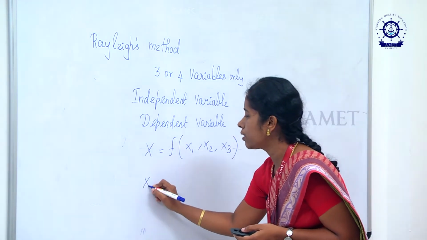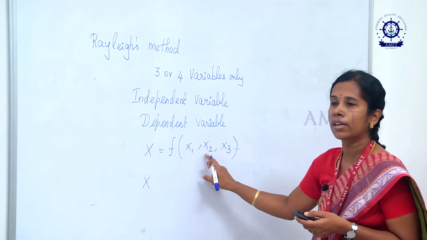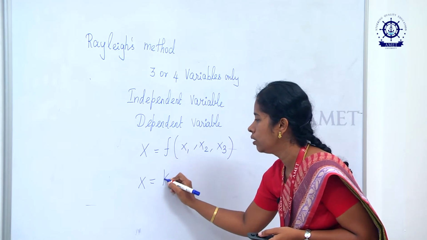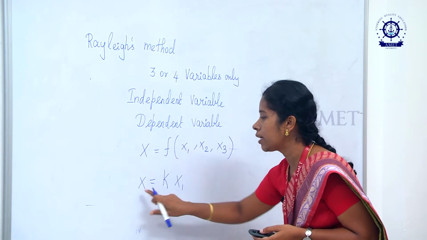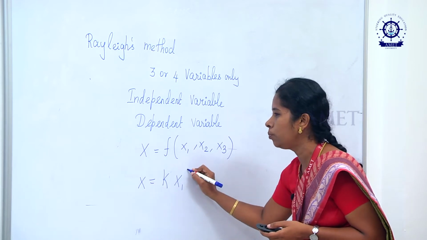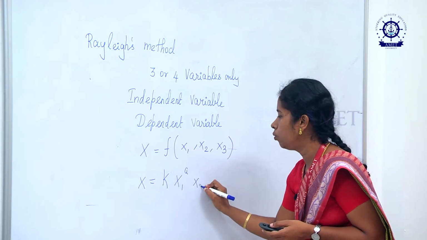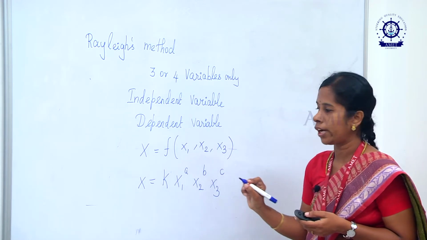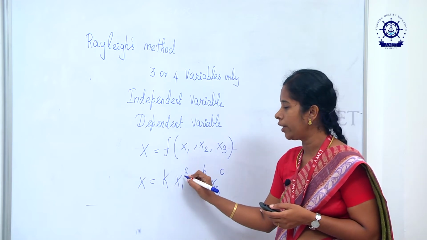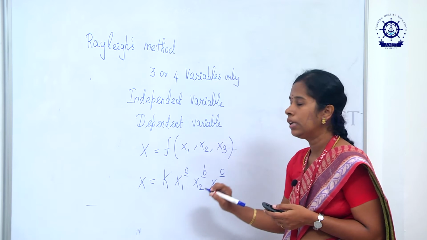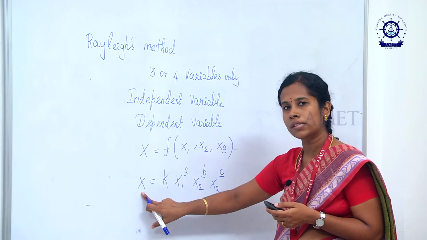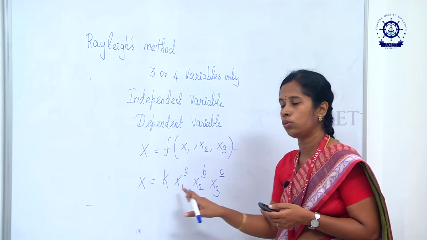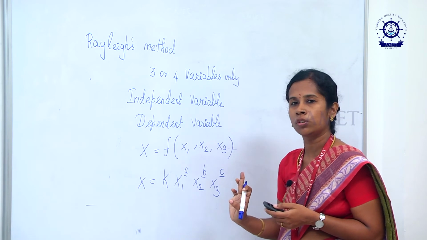You can say x is a function of x1, x2, x3, or when I remove the function I put a constant and I say that x is dependent on x1 power a, x2 power b, x3 power c. So, we have to solve the equation and find out this a, b, c. Then we can say in what way x is dependent on x1, on x2, and on x3.